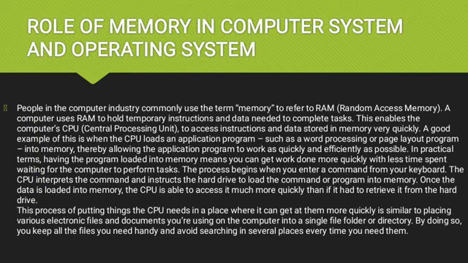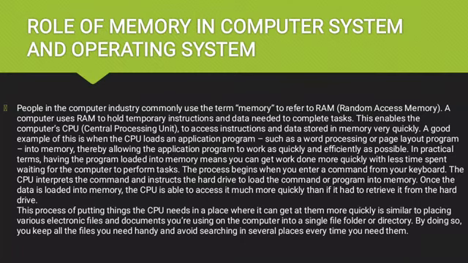Next, what is the role of memory in a computer system and operating system? The explanation is here. People in the computer industry commonly use the term memory to refer to RAM, or random access memory. A computer uses RAM to hold temporary instructions and data needed to complete tasks. This enables the computer CPU, or central processing unit, to access instructions and data stored in memory very quickly. So, our central processing unit is one of the most important parts in the role of memory in a computer system.